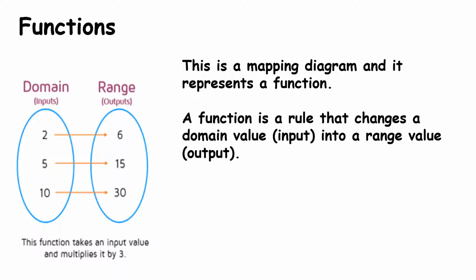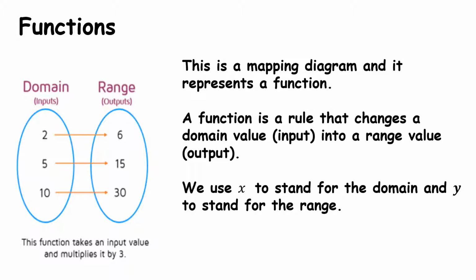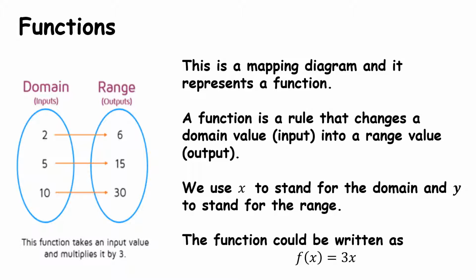Like I said, a function is a rule that changes the domain value or an input value into a range value. We use the letter X to stand for domain and Y to stand for the range, and this will work as we move forward into seeing them on a coordinate plane, similar to that used when we're dealing with coordinate geometry of the line. So in this case, our function could be written as y equals 3x, or f of x is equal to 3x. We'll talk about our function notation in a little more detail in a later slide.